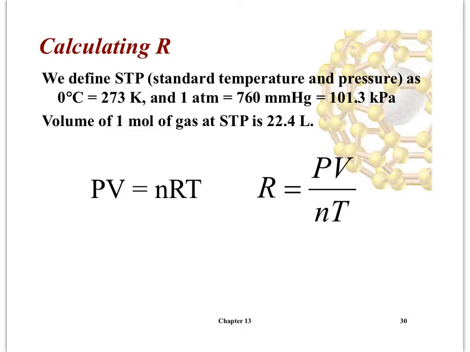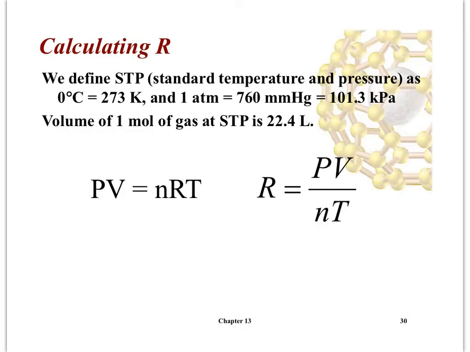You will also need to know it in terms of different units of pressure. So the 62.4 is if you're using the pressure in terms of millimeters of mercury, but you have to know it in kPa and in ATMs as well. So there's three different numbers that you really need to know.